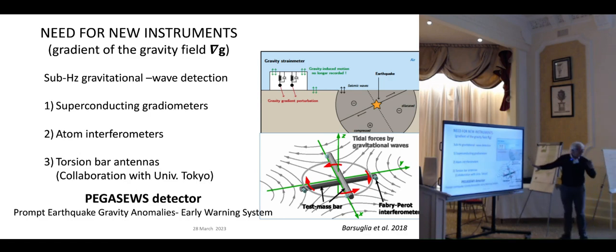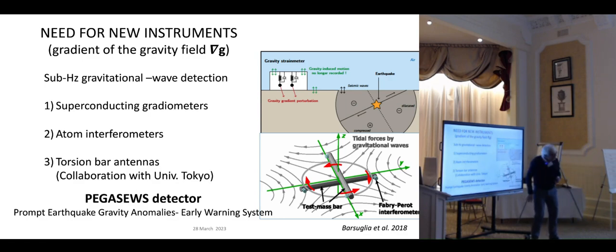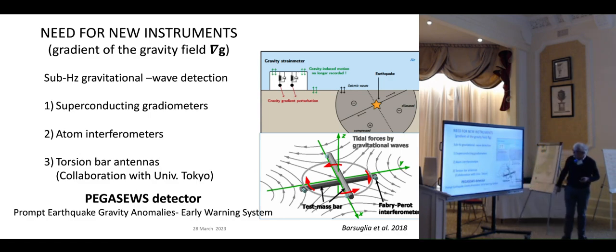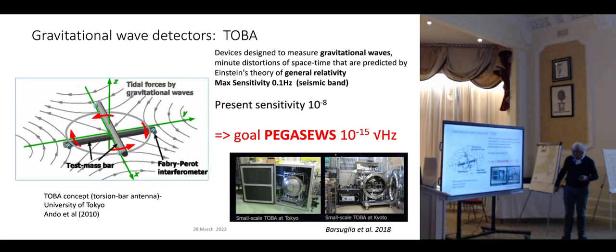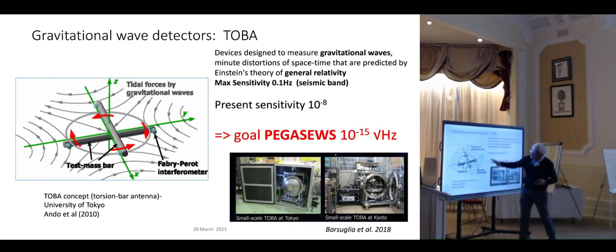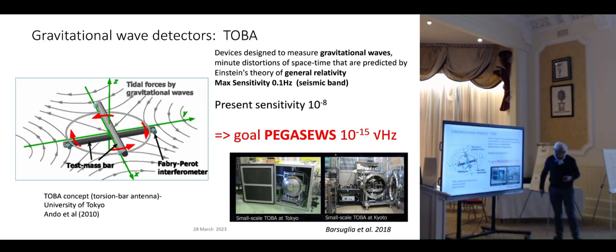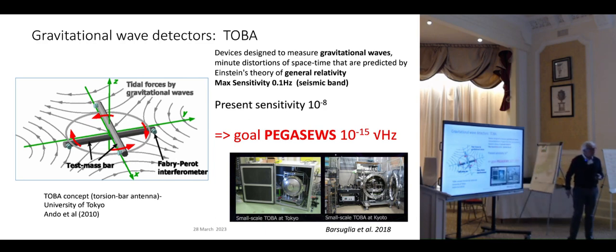Well, it was designed for gravitational waves, but in our case, of course, we don't want to detect gravitational waves, we want to detect gravity anomalies. And so these ideas came up with a proposal named the Pegasus detector for prompt earthquake gravity anomalies early warning system, based on a torsion bar.